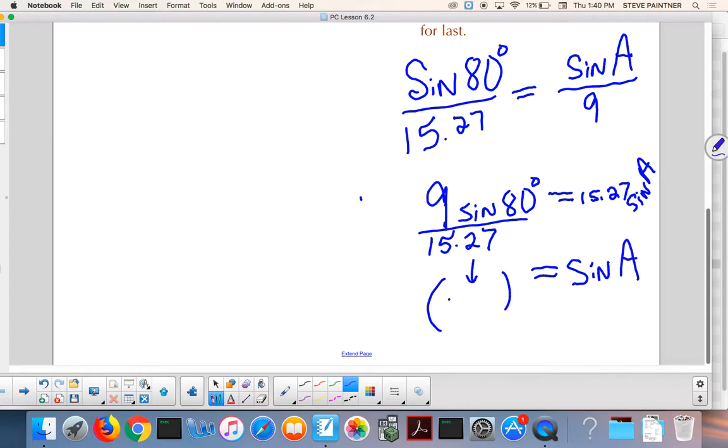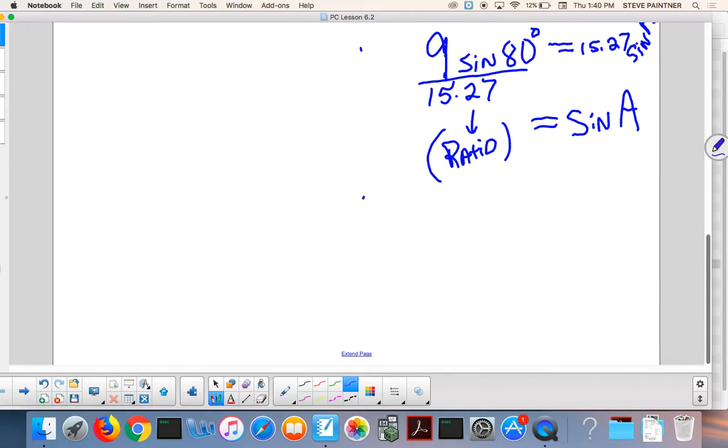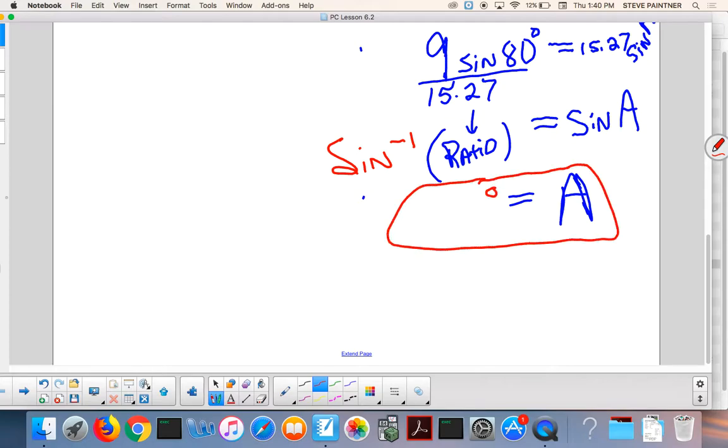This will be a ratio between 0 and 1. And inverse sine to get A. So you know you're doing this. You're doing inverse sine of that ratio. Missing angle for A is 35.48. Okay.